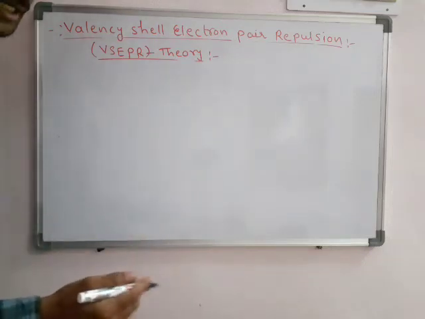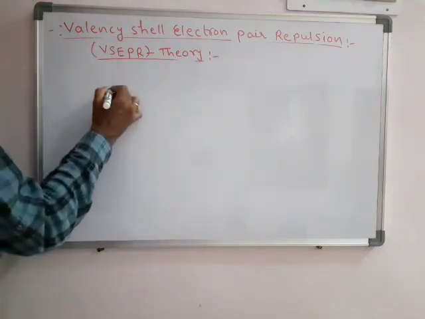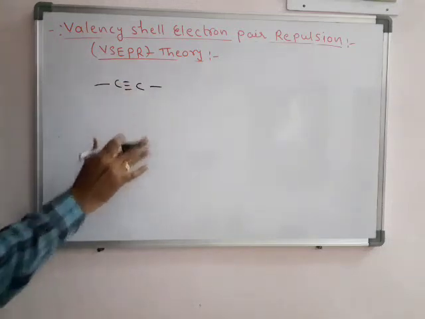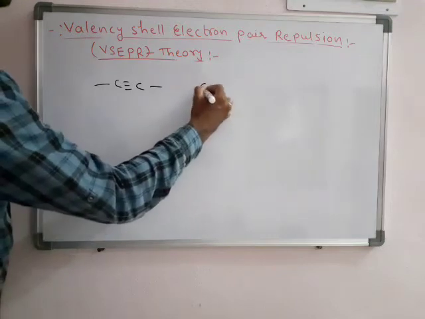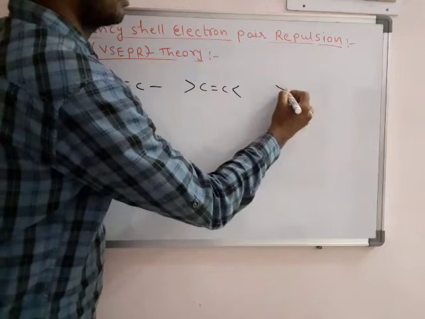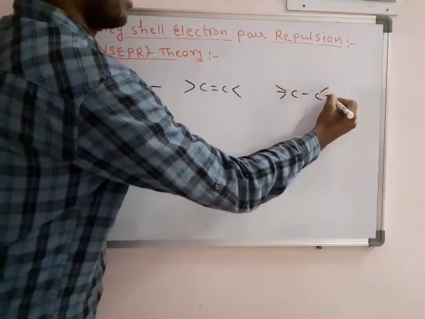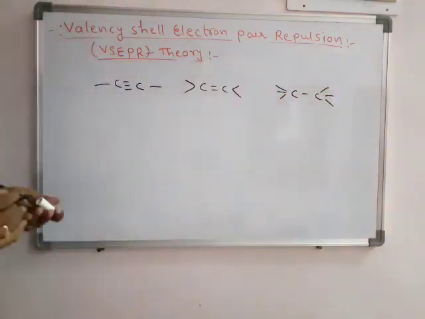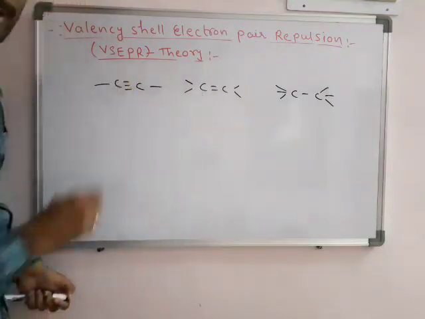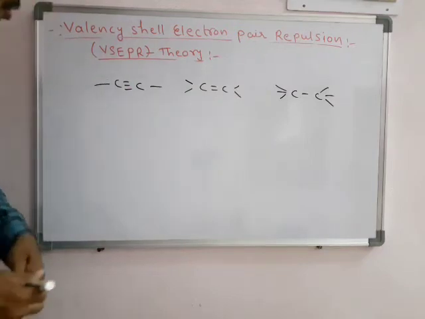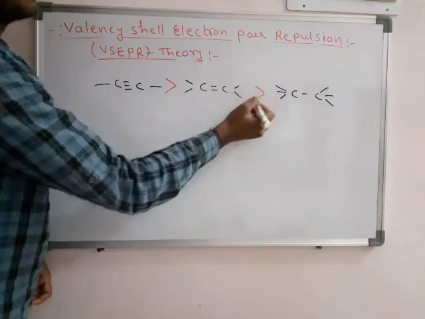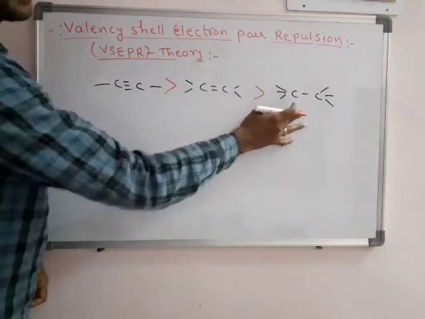There is also one other order given for repulsions. For example, a triple bond is present between two carbons, a double bond is present between two carbons, and a single bond is present between two carbons. Carbon must have 4 around it, so we count like this, okay, 4 around carbon always. So this triple bond has more repulsion than the double bond, and the double bond has more repulsion than the single bond.